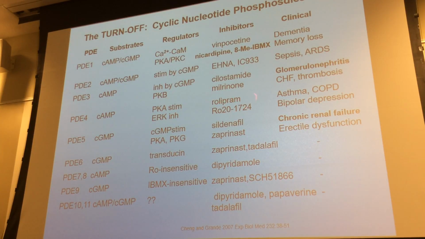Okay, it's got some inhibitors. There's our RO201724 that you saw in your example. And this other one is a Roche compound called Rolipram. And this also is used for treatment in asthma. Here we've got PDE5. This is only going to be breaking down cyclic GMP. And this is a very, very popular phosphodiesterase. It can be activated by PKA or by the PKG. And its inhibitors are sildenafil and zaprinast.